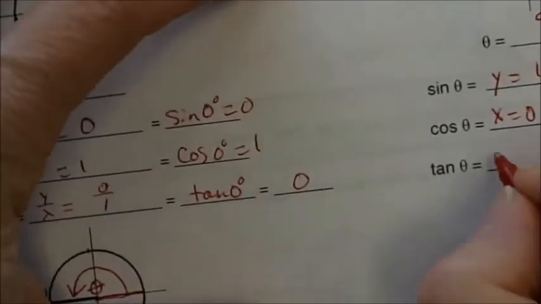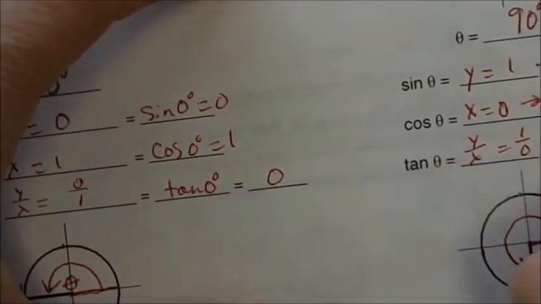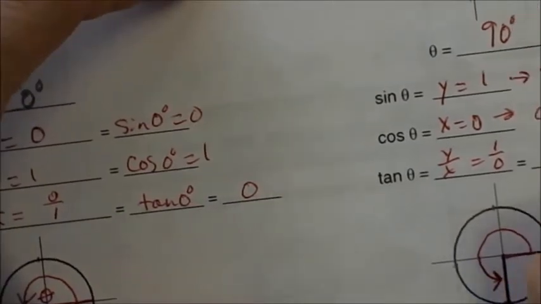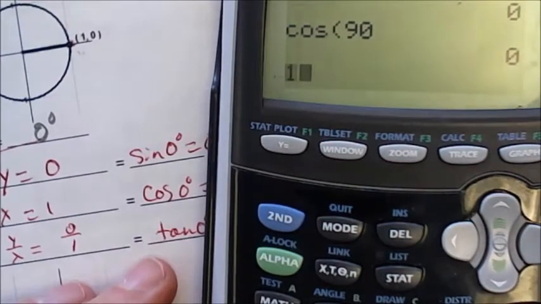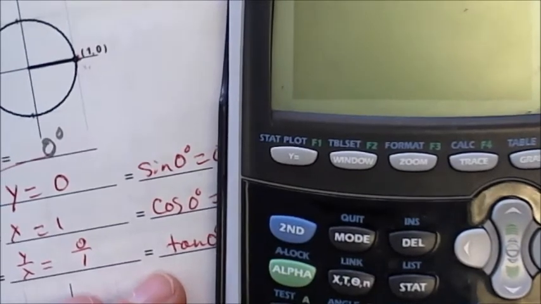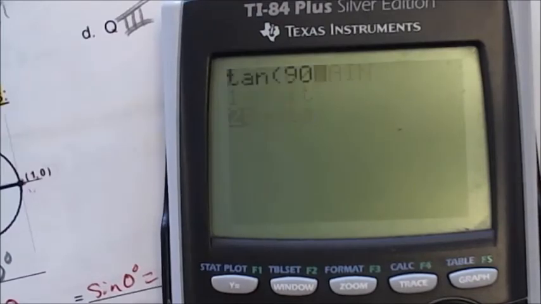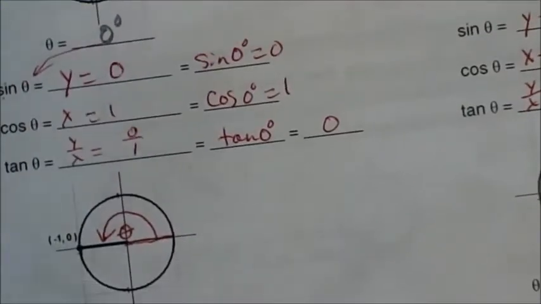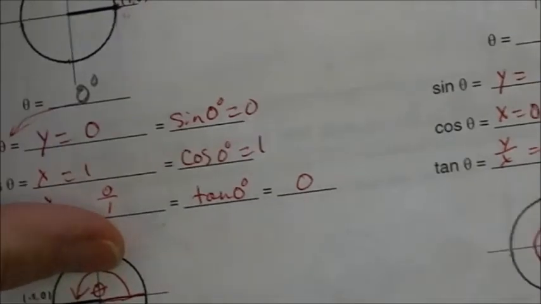Calculator will also tell you that cosine of 90 degrees is equal to 0. And the tangent is y over x. And 1 over 0, anything over 0 is undefined, right? If you have 1 over 0, you get an error, divide by 0. Or if you do the tangent of 90 degrees, your calculator will tell you that you can't do it, there's an error. It just means it's undefined. The tangent of 90 is undefined.